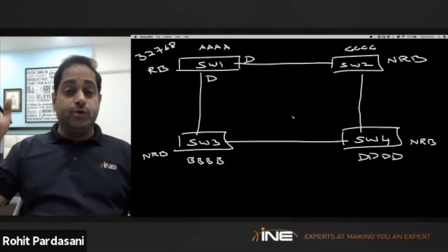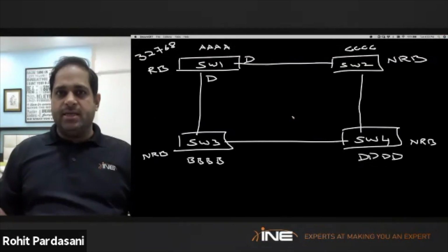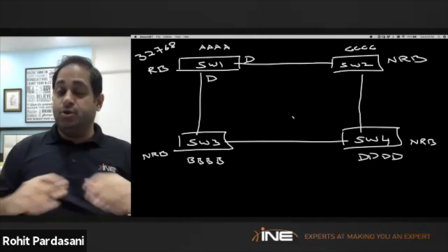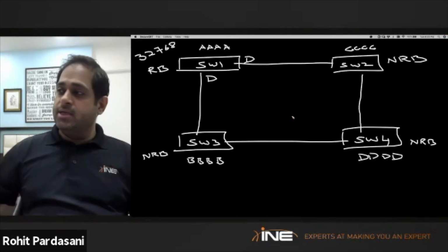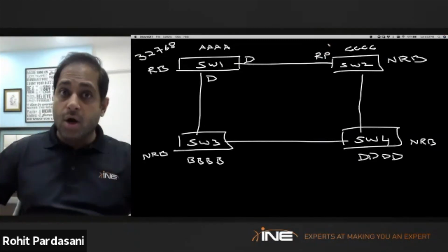If I go through switch 4, local cost is 100, advertised cost is 200, because switch 4 has a cost of 100 plus 100. So total cost becomes 300. So obviously this port becomes the root port based on cost.